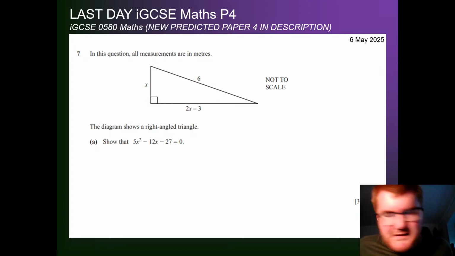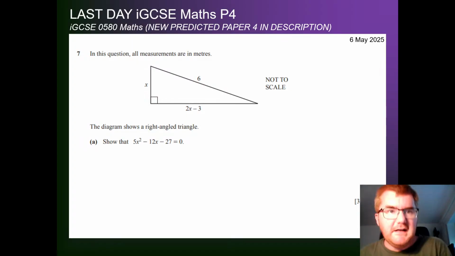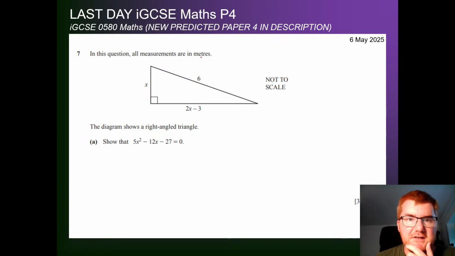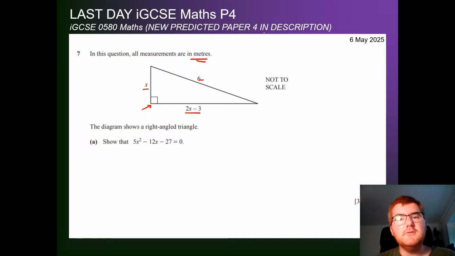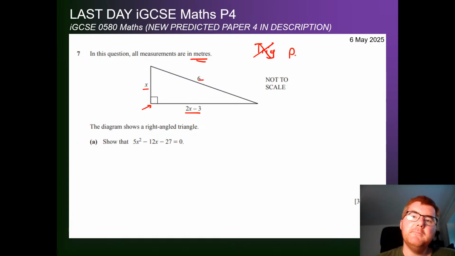Okay, got 5 minutes, so let's go through one more question. In this question, all measurements are in meters, that's good to know. The diagram shows a right-angled triangle, and it doesn't give you any more hints, we need to find this quadratic. As soon as I see this, I've got 3 sides of a right-angled triangle. There are no angles, so no trigonometry. So I have to be using Pythagoras in some way.